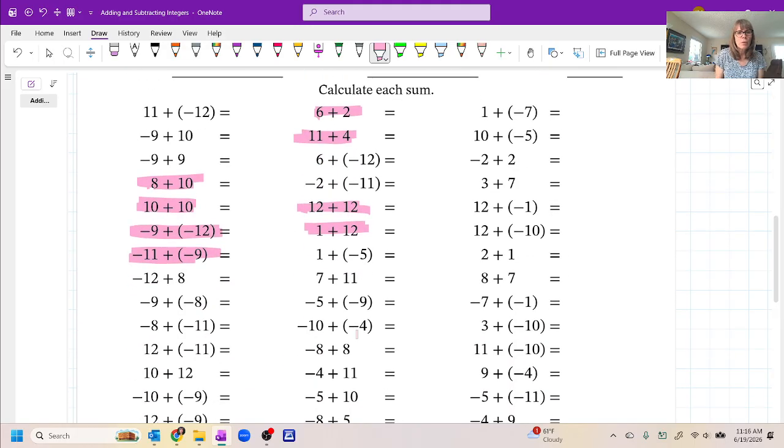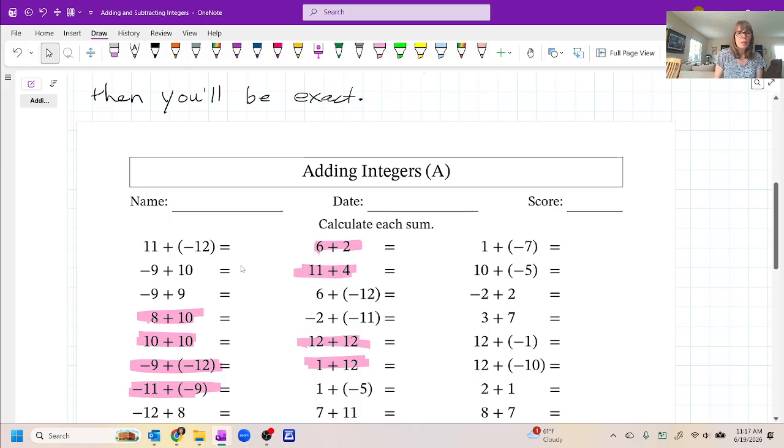Let's see if we have any down here. Here's some with the same sign: negative on the 9, negative on the 8, negative on the 8, negative on the 11. Here's some more with the same sign. So when I'm looking at those, I think of those as the same sorts of money. They're both, like in this first case, positive money. This is $8 and another $10, so that's $18 altogether. Here's $10 and another $10, that's $20 altogether.